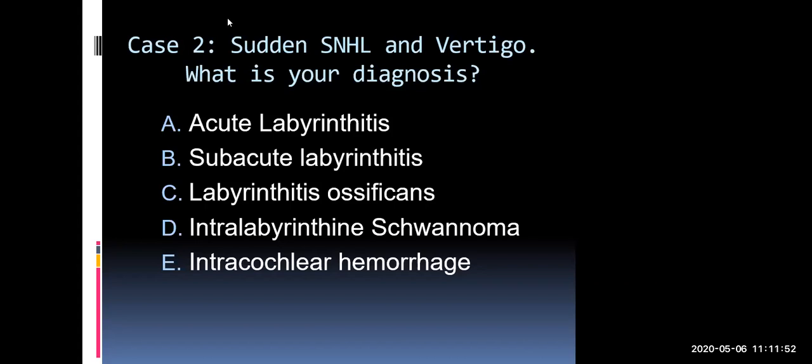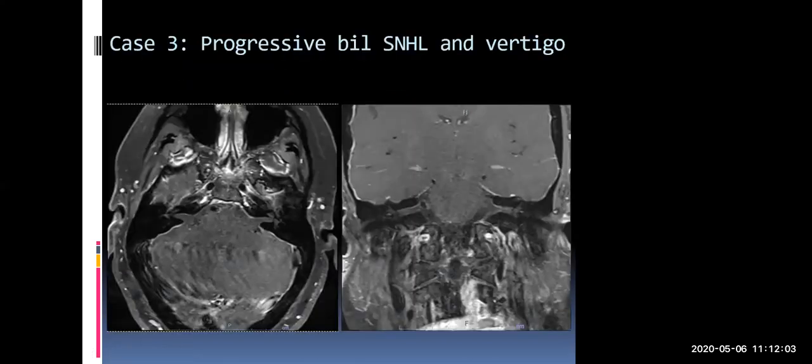Subacute labyrinthitis would not enhance that avidly. Ossificans would look very differently. Same with intralabyrinthine schwannoma and intracochlear hemorrhage. I have cases that go over those, so we'll go over them later on.